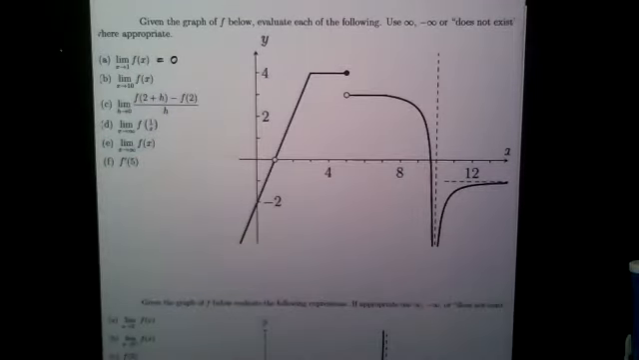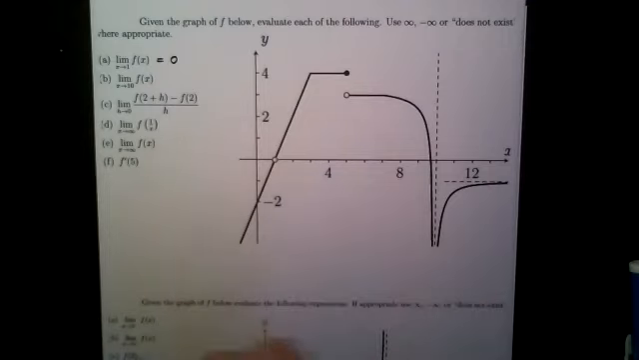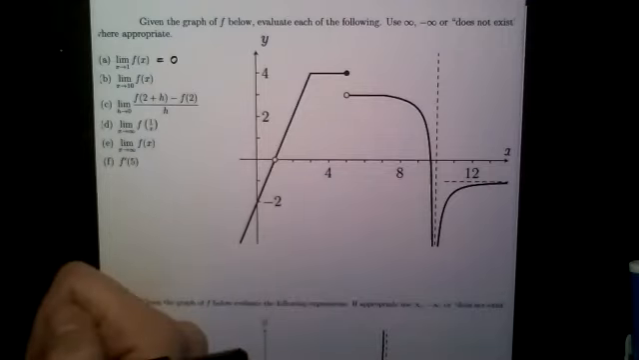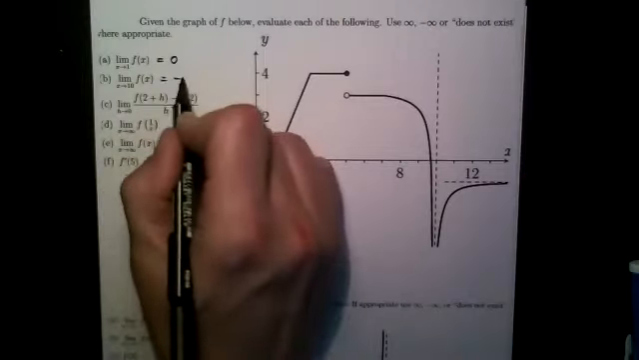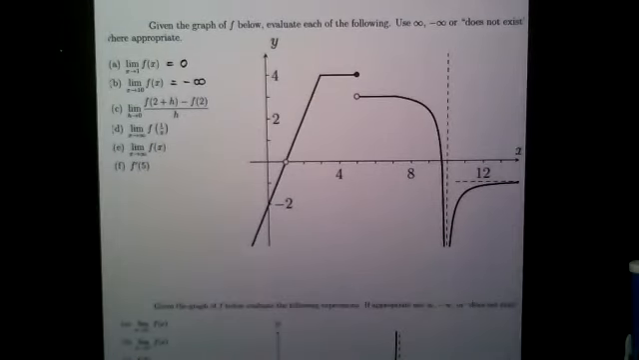Limit as x approaches 10 of f of x. Let me see, Arthur. Minus infinity. Okay, minus infinity is good. Okay, C1.